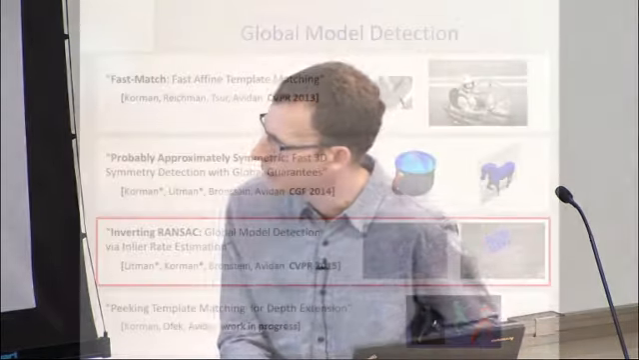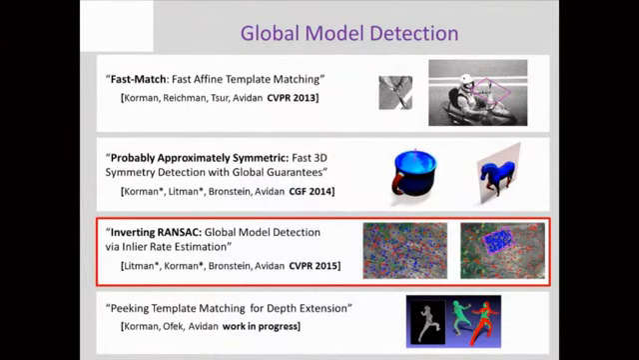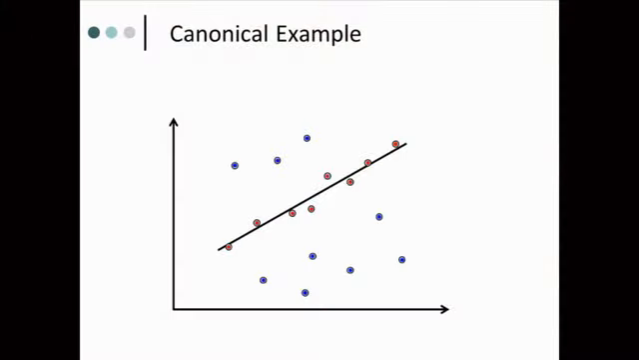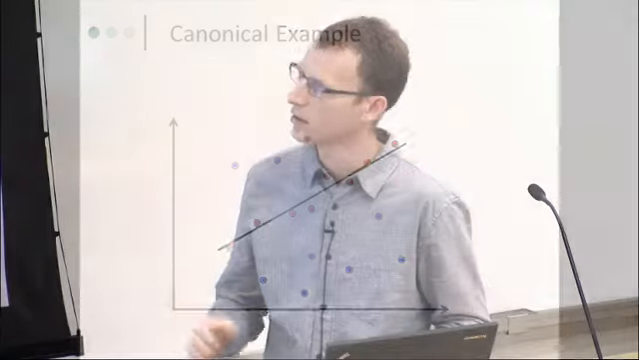So let me get into this work. I'd like to start with this very simple canonical example in robust estimation, which is fitting a line to a set of points. So in this case, the line is the model. You can see typically what you have is a set of inlier points. These are the red points, which have some amount of noise around the model. And in addition, you have outlier points. These are the blue ones here.